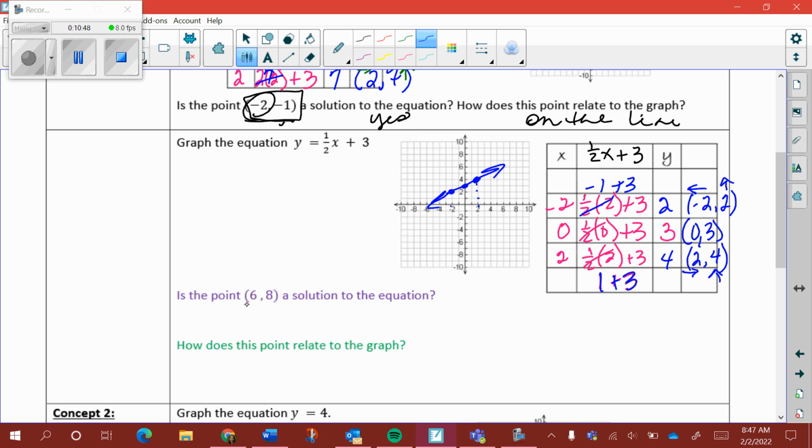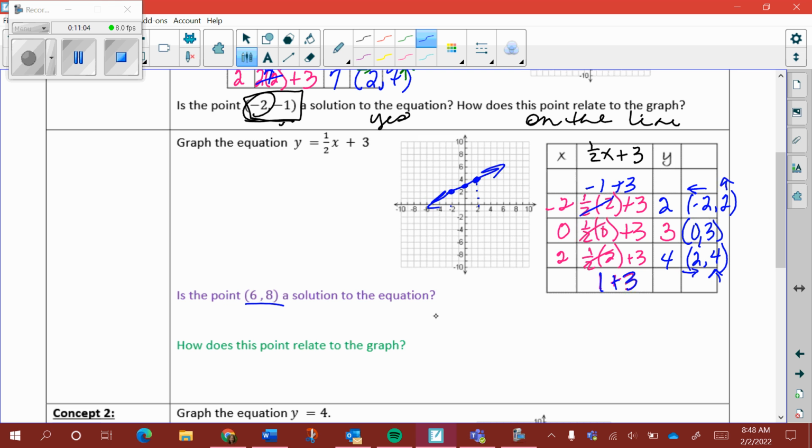Now it's asking me, is the 0.68 a solution? Well, the only way I can actually tell, because it's graphing, and graphing can be kind of sloppy. Not saying that you're sloppy, I'm just saying that it can be kind of sloppy unless you're doing it on a computer, nice and tidy. So we're going to plug in a 6 and see if it works.